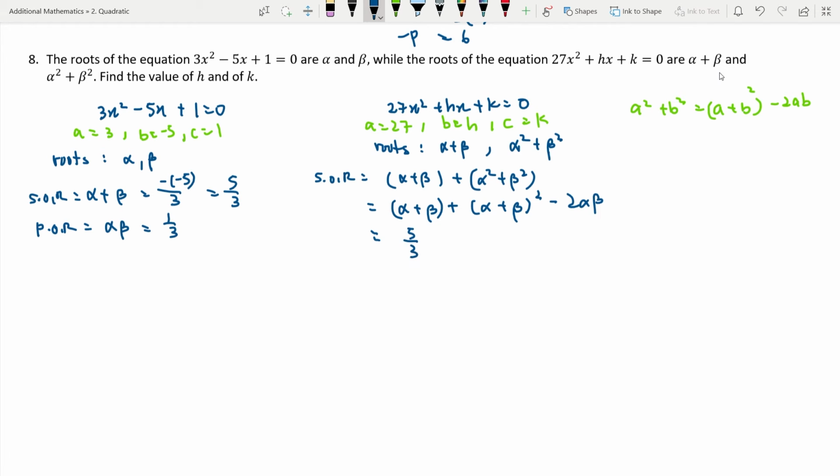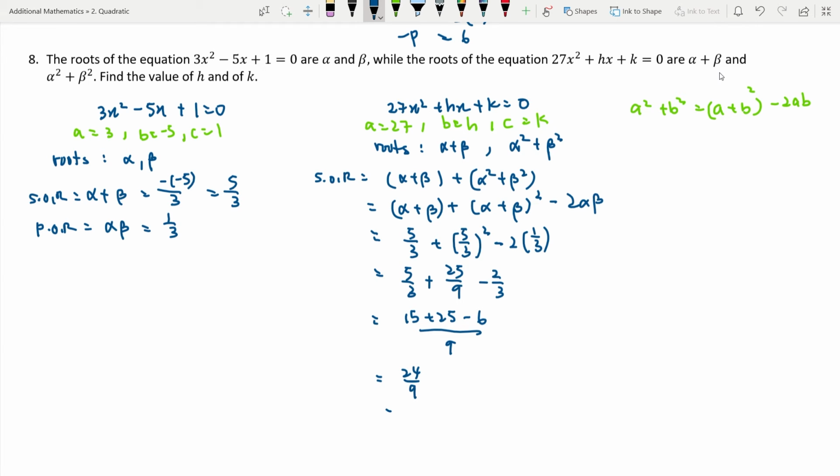We get 5 over 3 add (5 over 3)² minus 2 multiplied by 1 over 3. We get 5 over 3 plus 25 over 9 minus 2 over 3. Let's make the denominator 9. We have 15 plus 25 minus 6, so we get 24 over 9, which is 8 over 3. According to the equation, our sum of roots should be equal to -b over a, which is -h over 27. Therefore, our h is equal to 8 over 3 multiplied by negative 27, and we get negative 72.